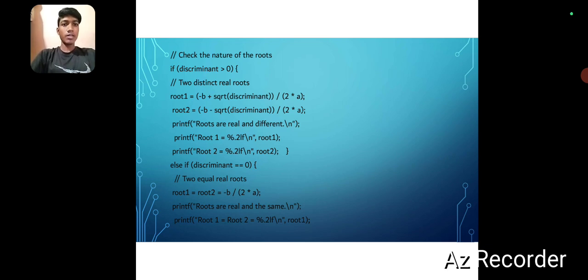Else if discriminant == 0, two equal real roots. root1 = root2 = -b / (2 * a). printf("Roots are real and the same\n"). printf("Root 1 = Root 2 = %.2lf\n", root1).